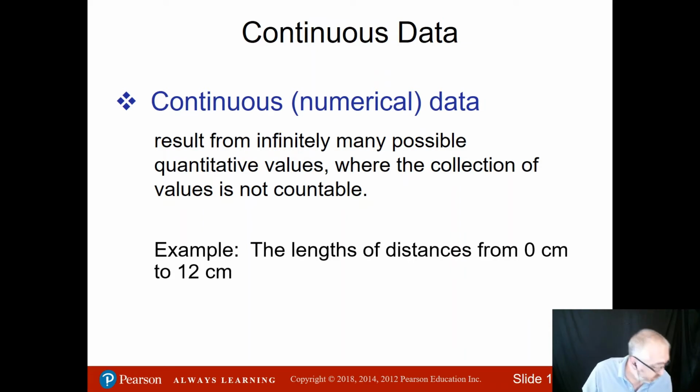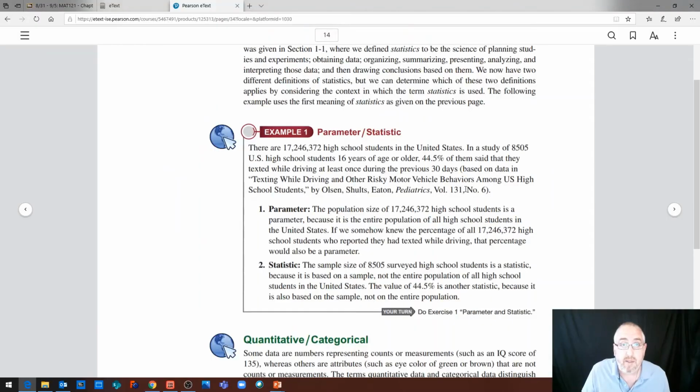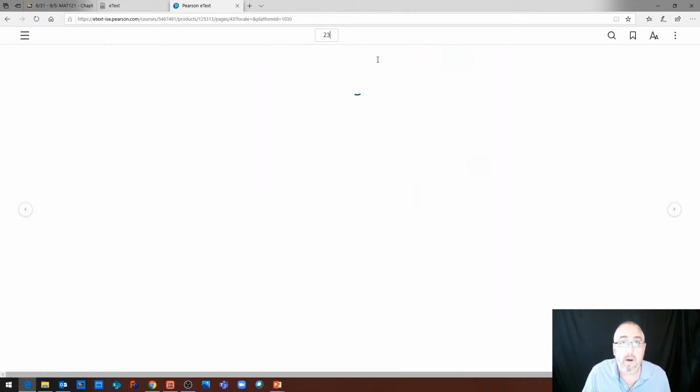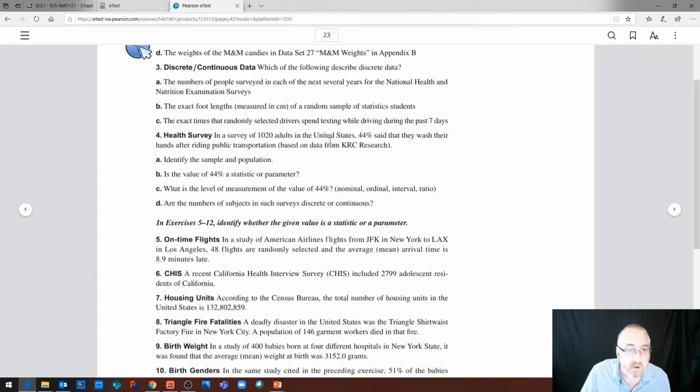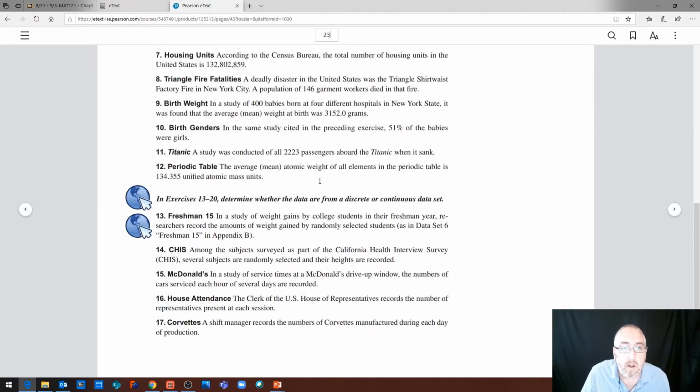I have in my notes that we have a couple of examples from the textbook again. So let's flip back to that. We've got to go to page 23. Oh, there it goes. All right, and 13 and 15. So let's scroll down. Okay, the question says, determine whether the data are from a discrete or continuous data set. So 13 says, the freshman 15. In a study of weight gains by college students in their freshman year, researchers record the amounts of weight gained by randomly selecting students, as in data set 6, freshman 15, appendix B.